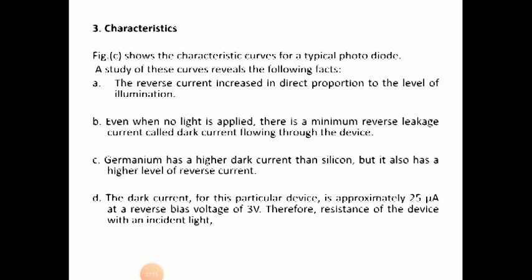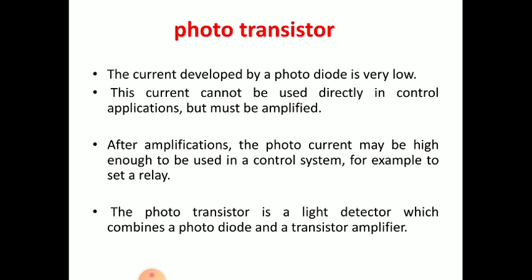Now moving on to the next special semiconductor device, the phototransistor. It is similar to the photodiode but with 3 terminals. The current developed by a photodiode is very low, in microamps, right? This current cannot be used directly in control applications but must be amplified. After amplification, the photocurrent may be high enough to be used in a control system, for example, to set a relay. To set a relay, we need a photocurrent of higher order value. So whatever current is produced in the photodiode should be amplified.